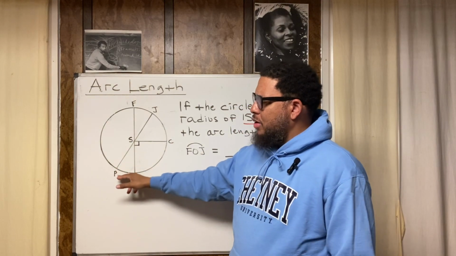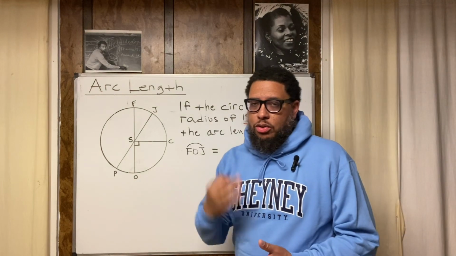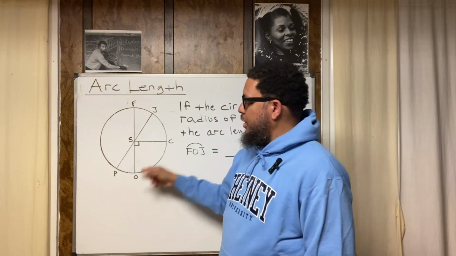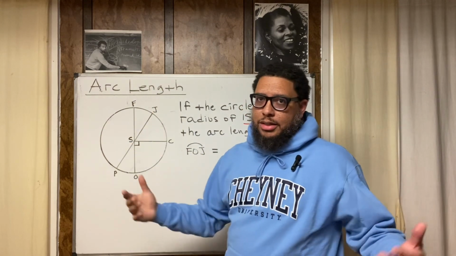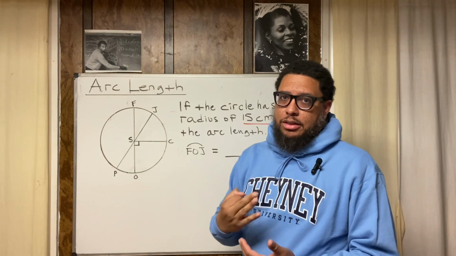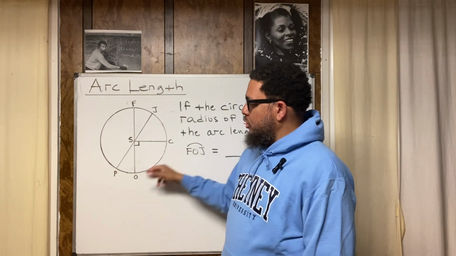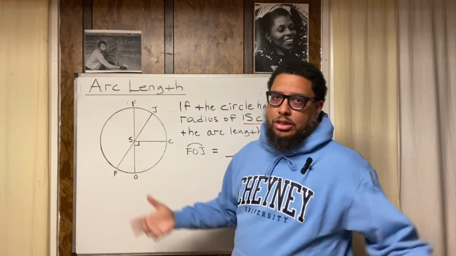Now, you might be wondering, well, how come P is not in the name? How come C is not in the name? Because it doesn't matter. If it's a major arc, you only need 3 letters. If I'd said FPJ, it would have been the same arc. If I'd said FCJ, it'd have been the same arc. If it's a major arc, you just got to have 3 letters: the starting point, the ending point, and one of the points in between. It could have been FPJ, FOJ, or FCJ. It doesn't even make a difference.